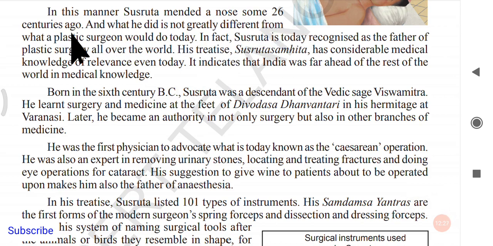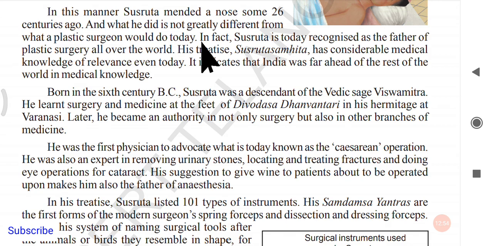Just remember what is the meaning of century. Century is equal to 100 years. And this operation took place how many centuries ago? 26 centuries ago, my dear children. 26 centuries ago. And one century is equal to 100 years. So calculate. And what he did is not greatly different from what a plastic surgeon would do today.